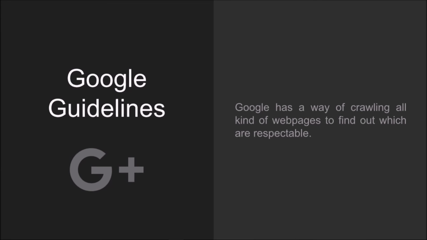To optimize the information internet users search for, Google has to crawl through all web pages and score them. In that process, Google has a way of filtering all kinds of web pages to find out which are respectable. So they created a set of guidelines with best practices that Google recommends. The violation of those guidelines can result in a lower page authority score or even the removal of a web page from Google's search results.